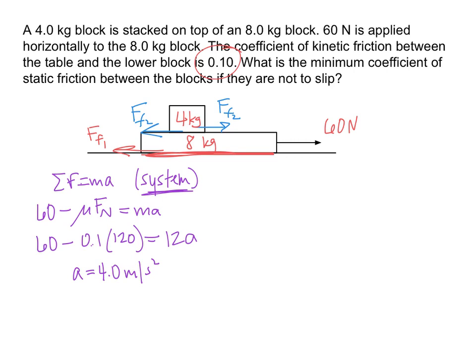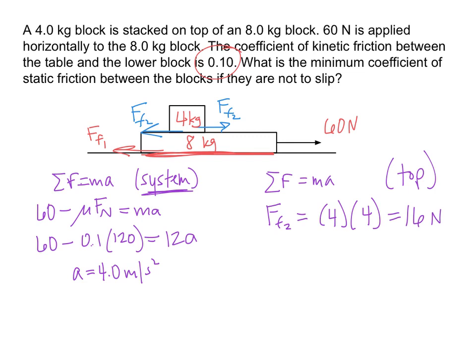So let's use that to find out how much friction we are going to need in order to keep this top block in place. If I switch now to just the top block, the top block needs some sort of frictional force, what I'm calling F sub F2, in order to hold it in place. And it's going to have to equal its mass times the acceleration of the system. So I'm going to need 16 newtons of friction in order to keep this in place.